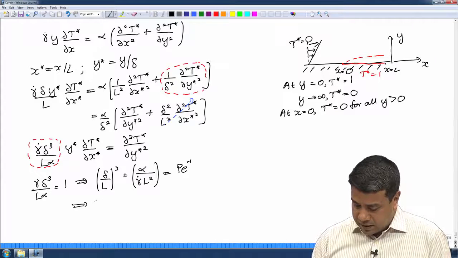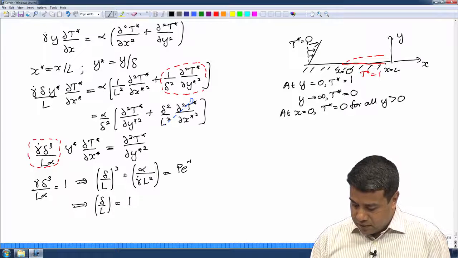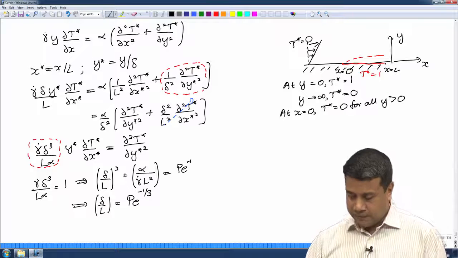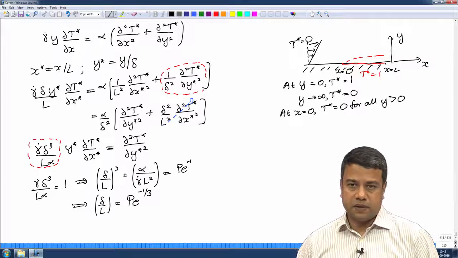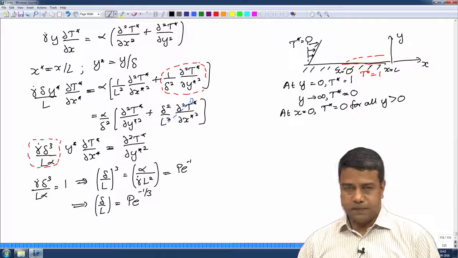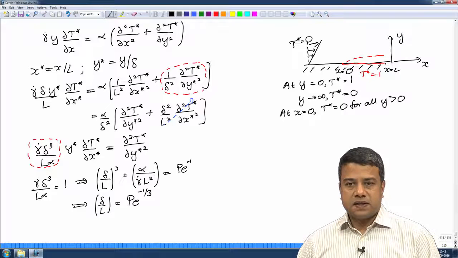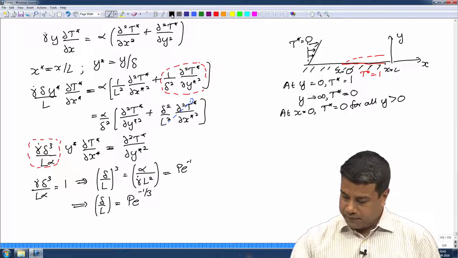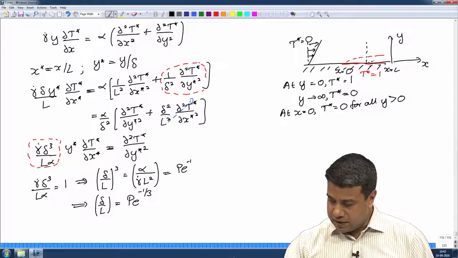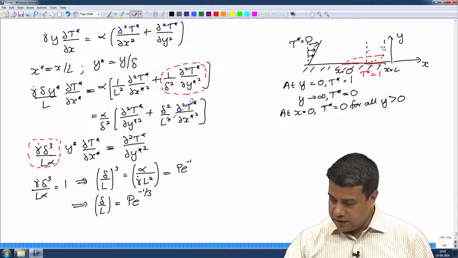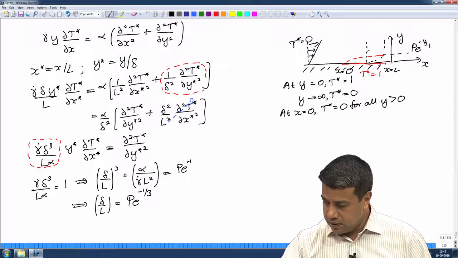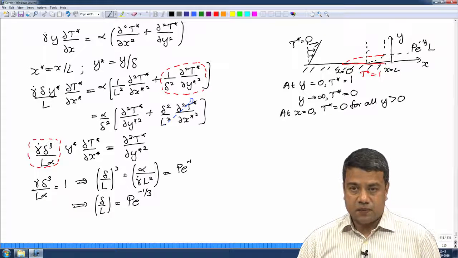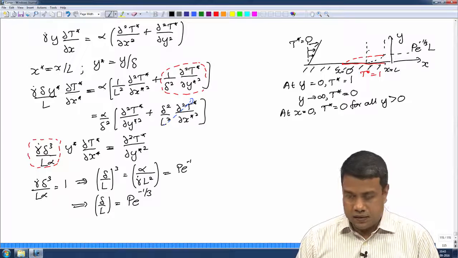and this implies that delta by L is equal to the Peclet number power minus 1 by 3. Okay. So, that is the boundary layer thickness. The thickness of the boundary layer in the limit of high Peclet number has to go as Peclet number to the minus 1/3 power. Okay. So, this is just a scaling argument. It has told us that the temperature has to reach, okay, T infinity, okay, within a region of thickness Peclet number to the minus 1/3, okay, times L. That is the thickness of the boundary layer if the length of the plate is of length L.